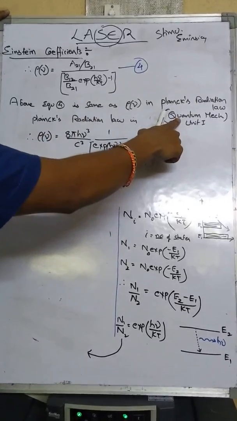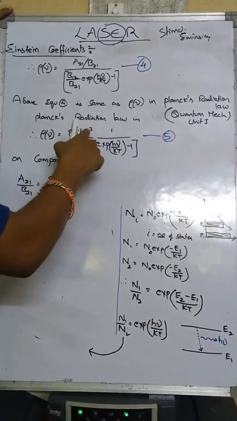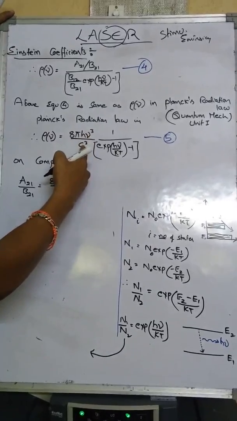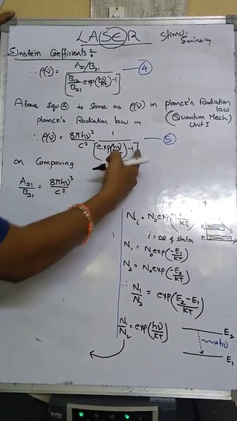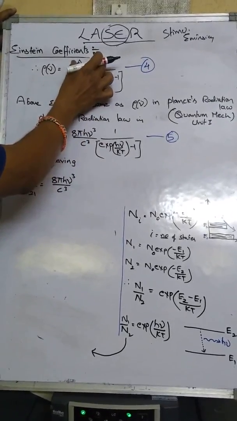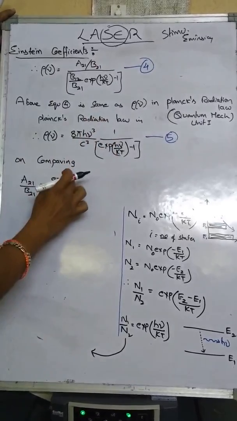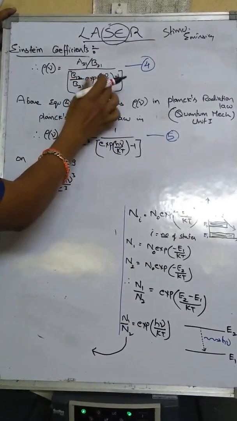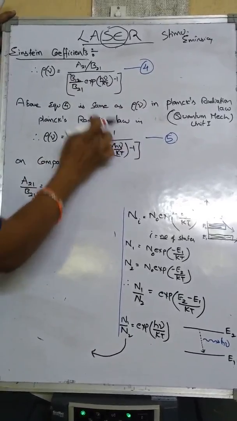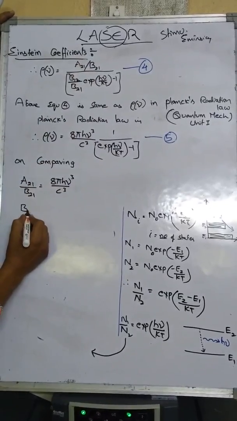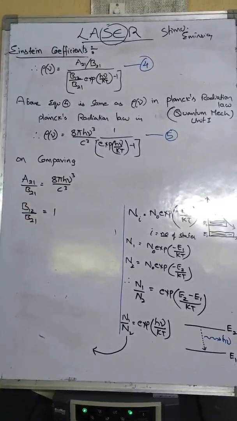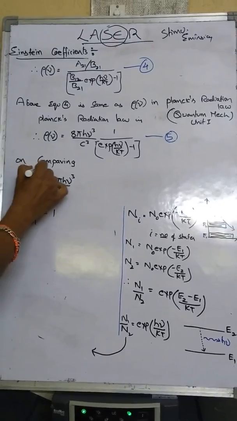In quantum mechanics we have derived the expression in terms of wavelength also, that is 8 pi hc by lambda power 5, into 1 by exponential of hc by lambda kT, which was converted into frequency terms. Therefore on comparing, A21 by B21 will be equal to 8 pi h nu cube by c cube, and comparing the bracket terms, before the exponent term there is nothing, which means 1. Therefore B12 by B21 is equal to 1.